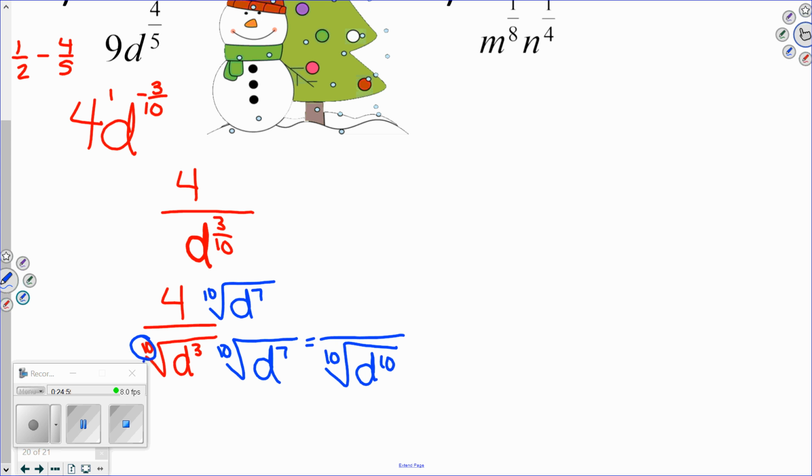On the top, can I actually multiply anything here? No, so that's just going to be 4 times the 10th root of d to the 7th. So what did I just create on the bottom? What's the 10th root of d to the 10th? It's just d. Yep, so we have 4 times the 10th root of d to the 7th over d.